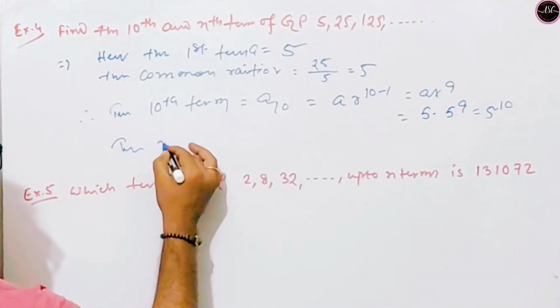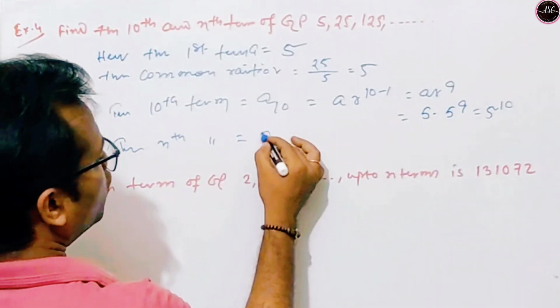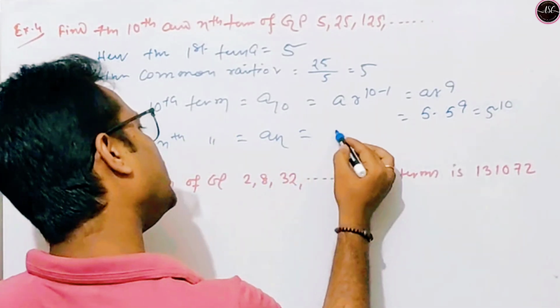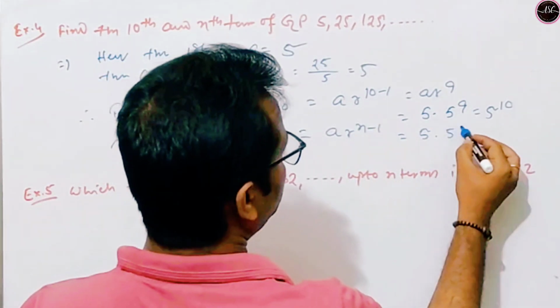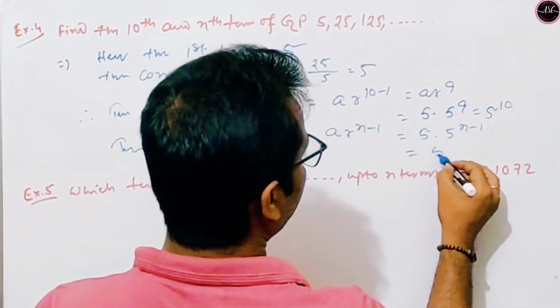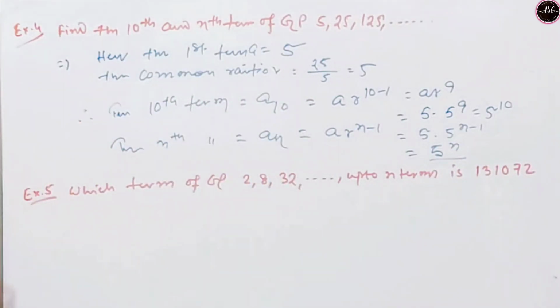And the nth term an will be a r to the power n minus 1. So 5 into 5 to the power n minus 1. That means 5 to the power n. Okay, clear? Now look at this.